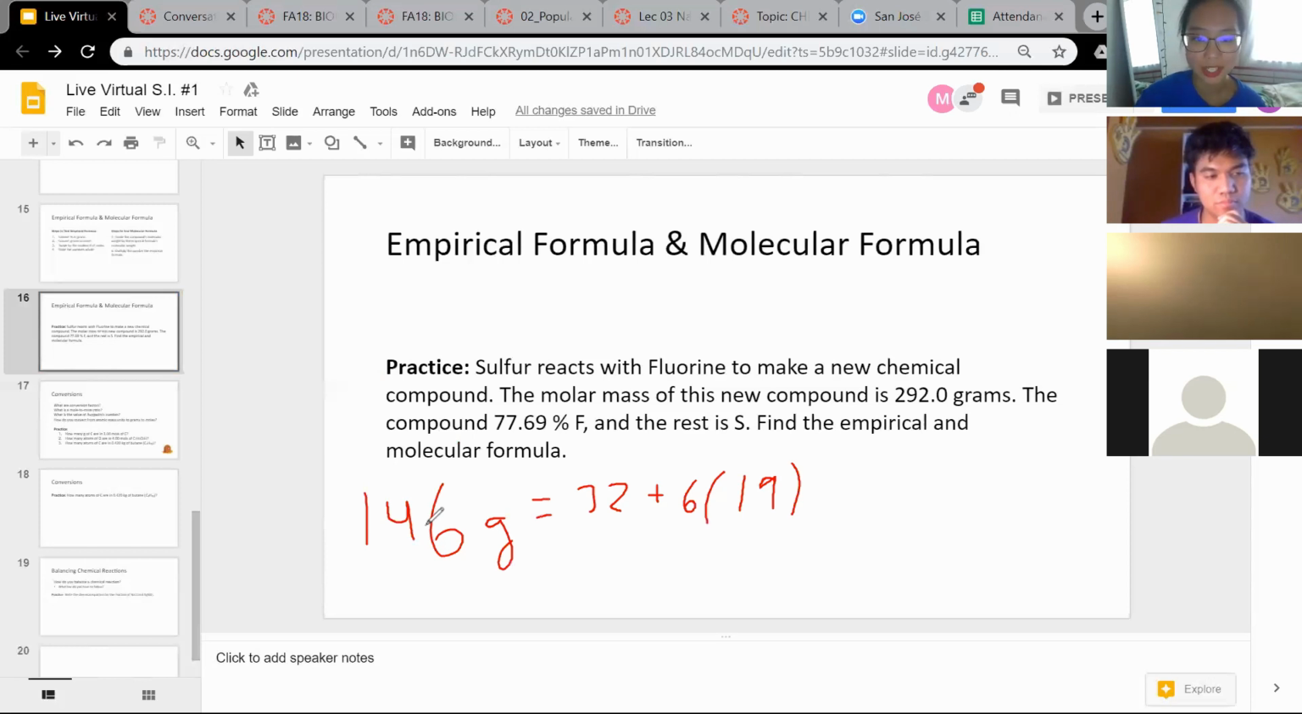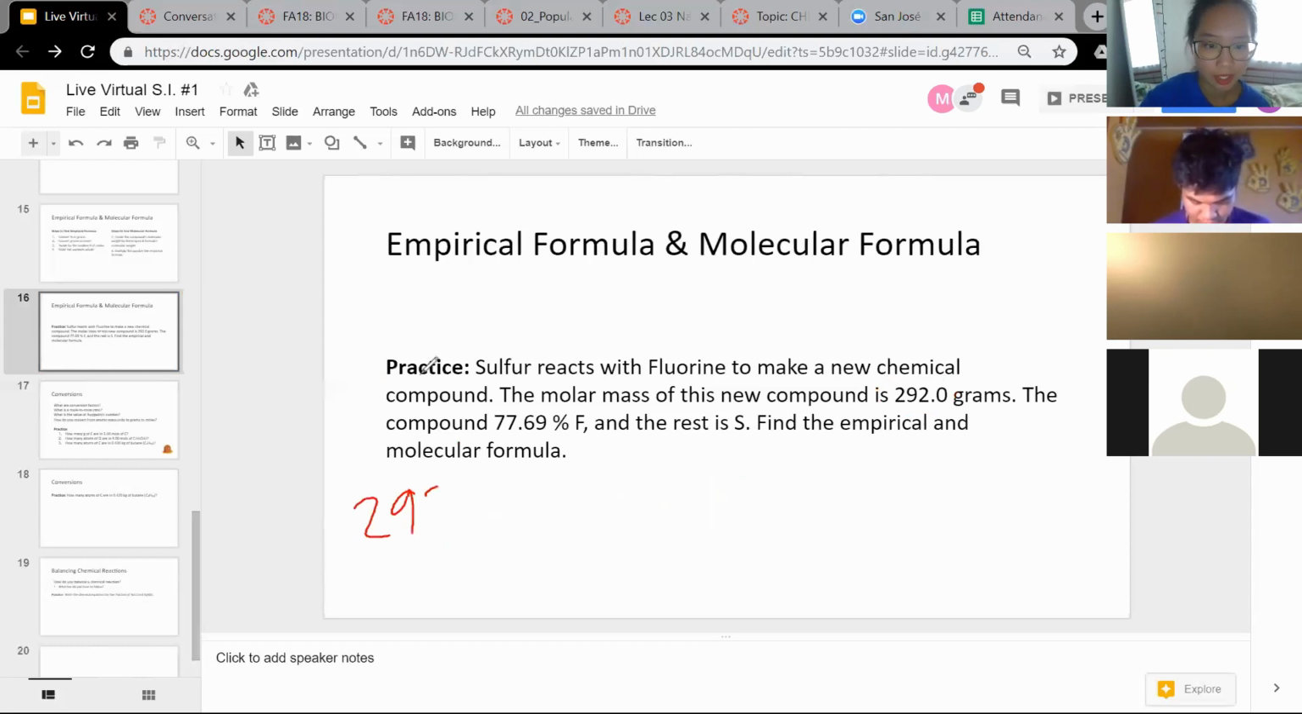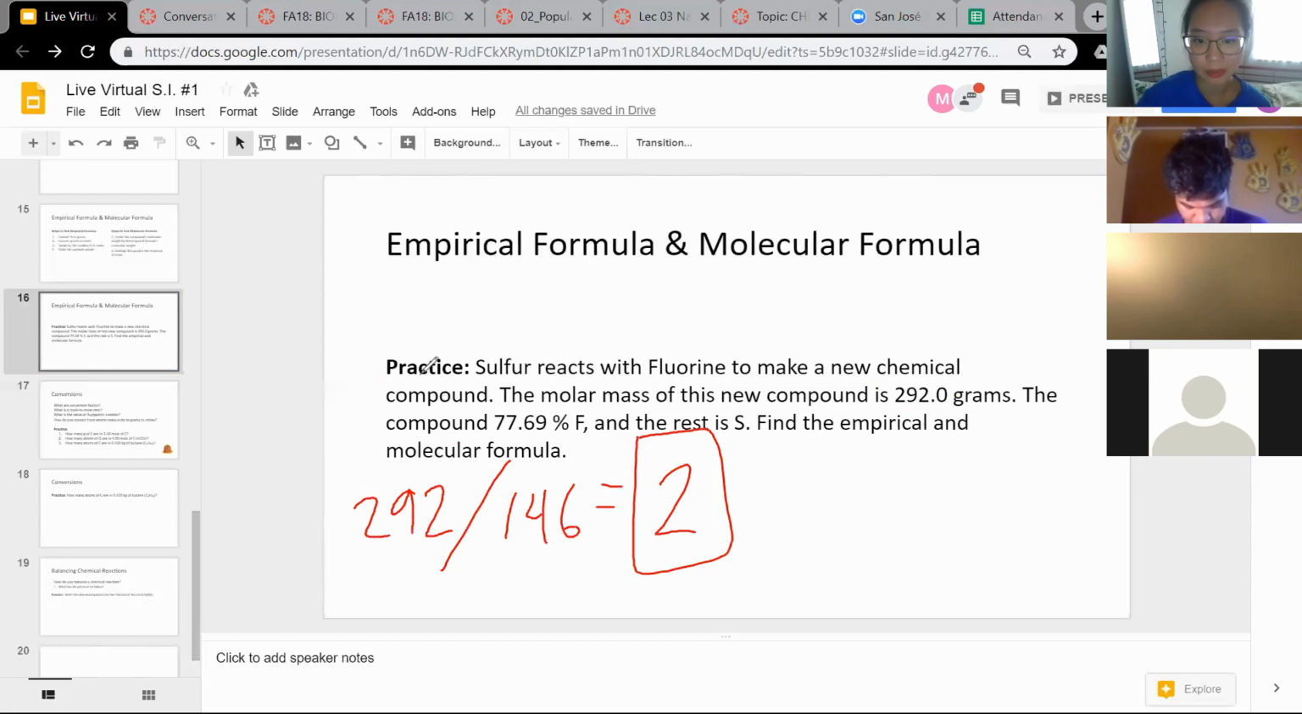So in order to find out what our molecular formula is, we're going to take this and divide it by 146. So 292 divided by 146 will give us 2. And this number is special because this is the scalar, or the multiplication factor, that we need to multiply our empirical formula by to find our molecular formula.